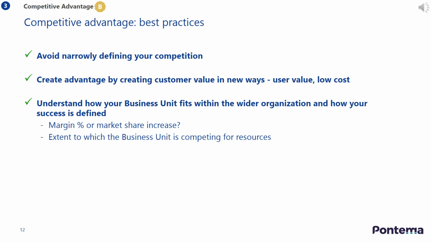And thirdly, understand how your business unit fits within the wider organization and how your success is defined. For example, will success be defined by a profit margin increase or a market share increase? And to what extent is the business unit competing for resources against other business units for people resources and operational budget?